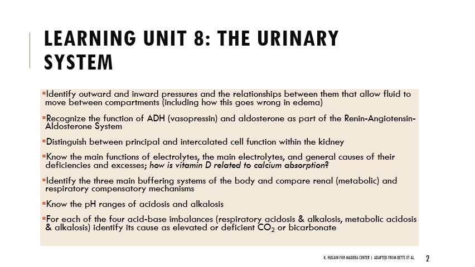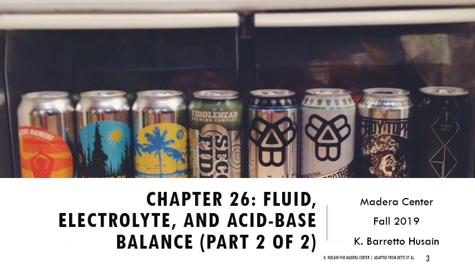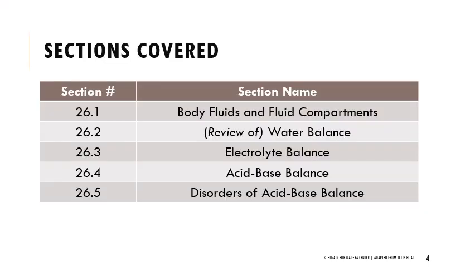So at the end of the lecture, I'll clarify the type of question you might expect to see from those different problems. Okay, so again, we're continuing chapter 26, thinking about fluid, electrolyte, and acid-base balance, and tying together a lot of ideas about homeostasis. So we're going to cover all of the different sections: body fluids and fluid compartments, a review of water balance, which we covered a little bit more in the last lecture, electrolyte balance, acid-base balance, and disorders of acid-base balance, specifically respiratory and metabolic acidosis and alkalosis.